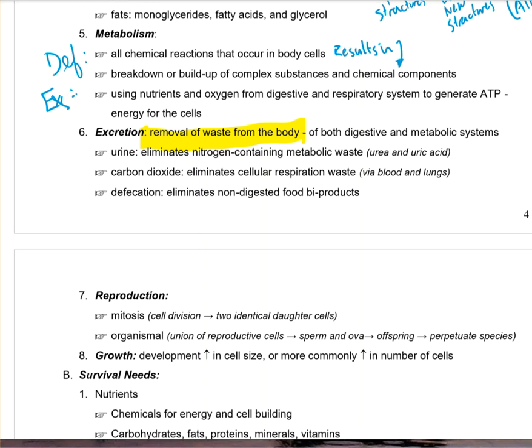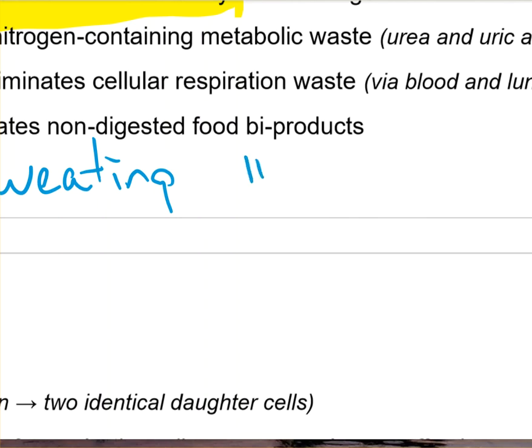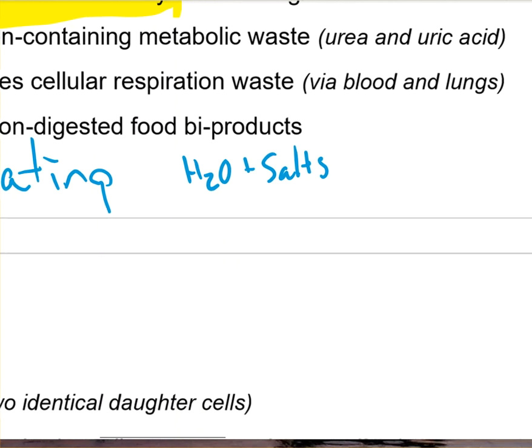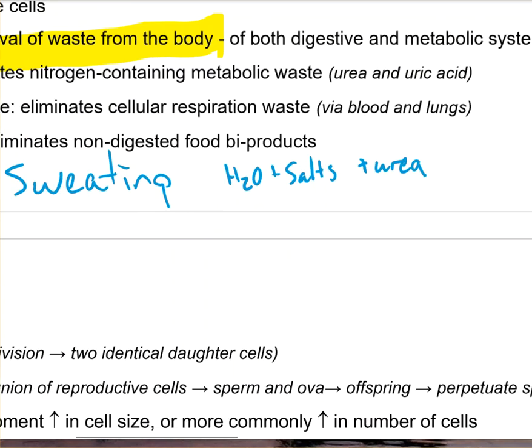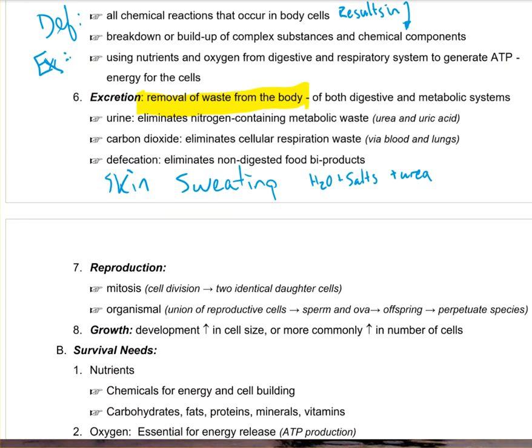There is one more place that we get rid of some waste, and that is our skin. We do this via sweating. And what we get rid of is a little bit of water, a little bit of salts, and a little bit of urea. So those three things are another excretion: skin, sweating, getting rid of those things.